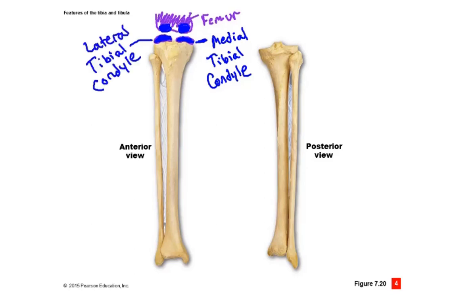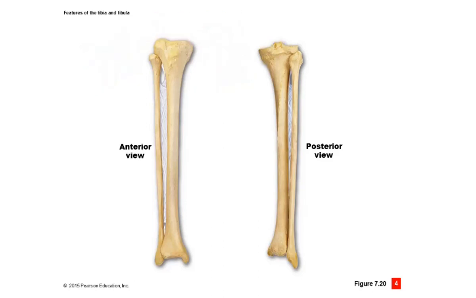And over here on the posterior view, you can see the shape better of the condyles. You see how this comes up right here, and then this comes up right here. Now between these condyles, if you look on the posterior view, right here, between these condyles, this is going to be the intercondylar, inter meaning between, condylar meaning condyles, so between the condyles. Intercondylar eminence.